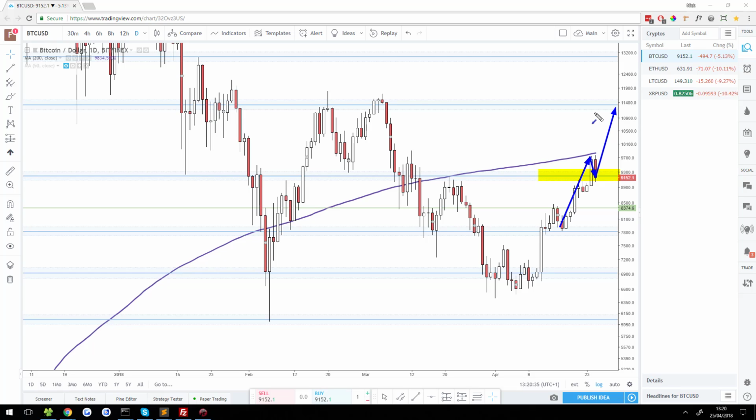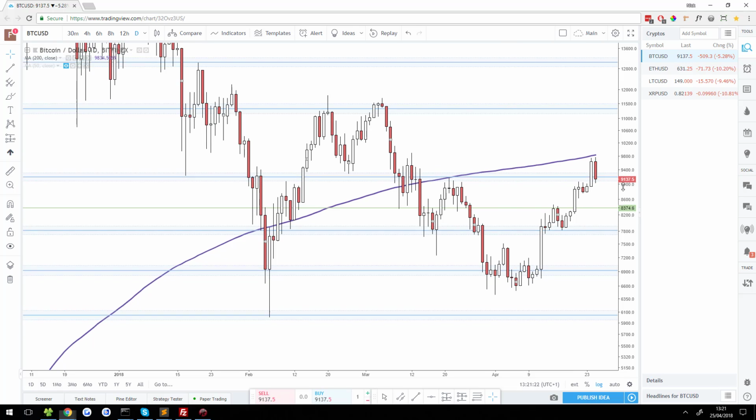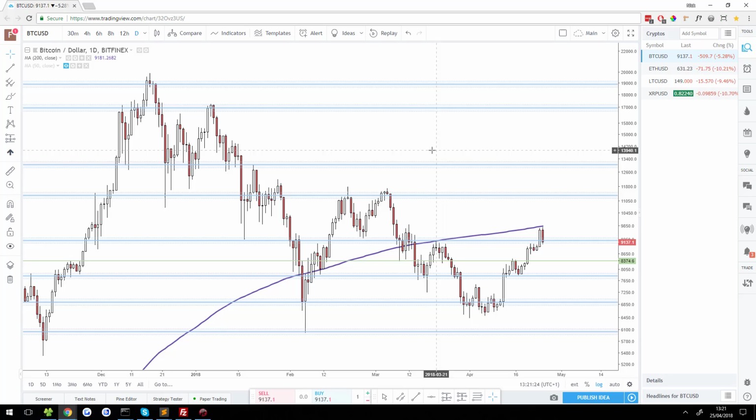Point is, BTC is now in an uptrend. Yeah, I've gone and said that. I've committed to the uptrend. I think it's in an uptrend. One little thing that I need to add here: it hasn't broken the 200 SMA yet.